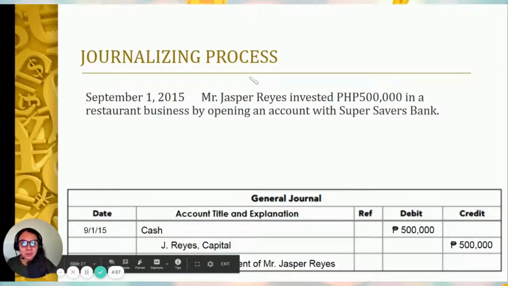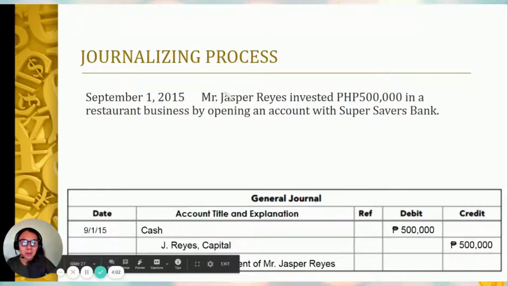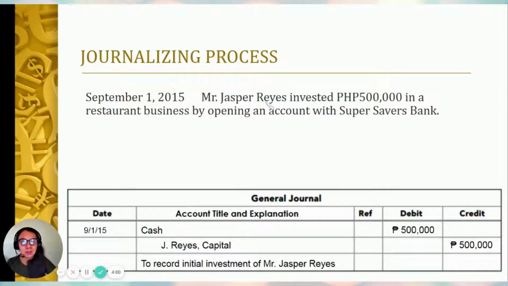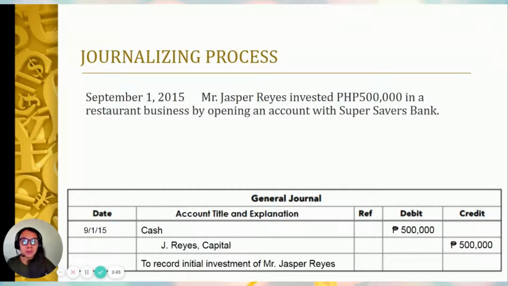Now, the account to be credited is J. Reyes Capital, which represents the equity of Mr. Jasper Reyes. Since he invested 500,000 pesos, then we also record 500,000 pesos for his equity in the business, and that is under the credit column. Remember, we have to put a brief explanation of the transaction, and for this transaction, we write, to record initial investment of Mr. Jasper Reyes.